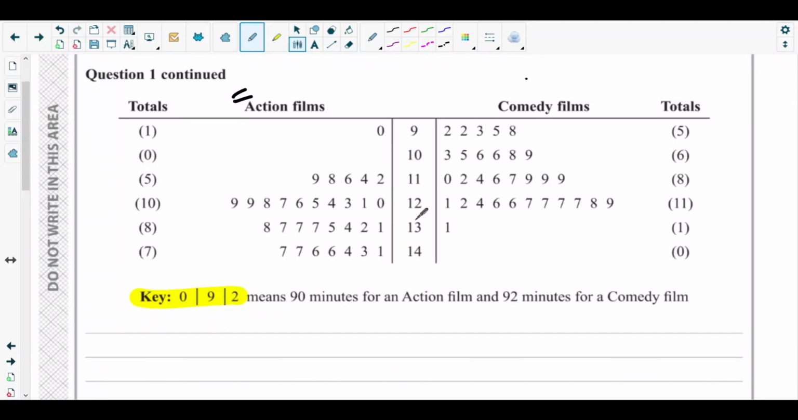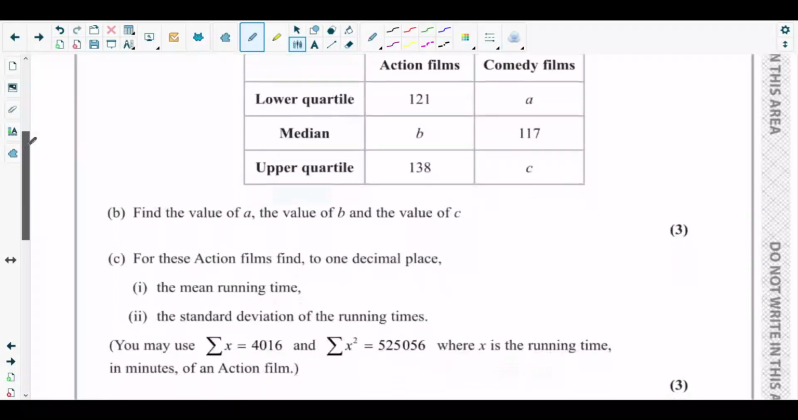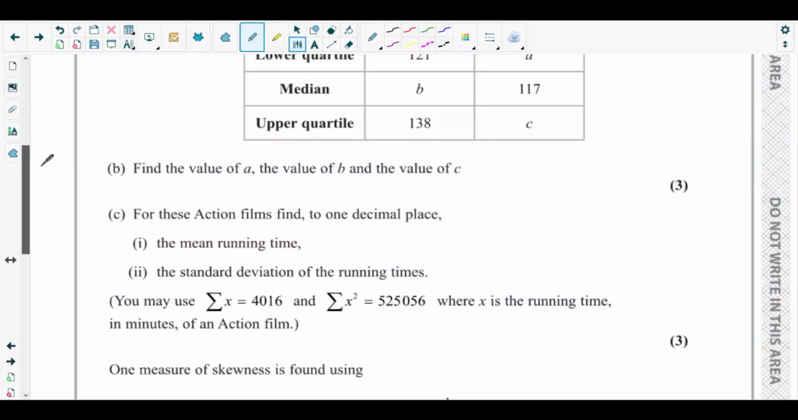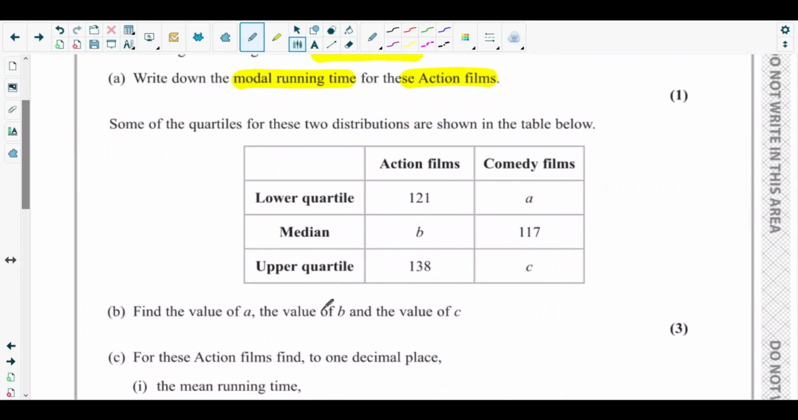129. Nope. We can see that 137 is repeating thrice, and none of the other data values are repeating thrice. So we can say that 137 is the modal running time. So for part A the answer would be 137 minutes. This is the modal running time, and that's what part A has asked for.